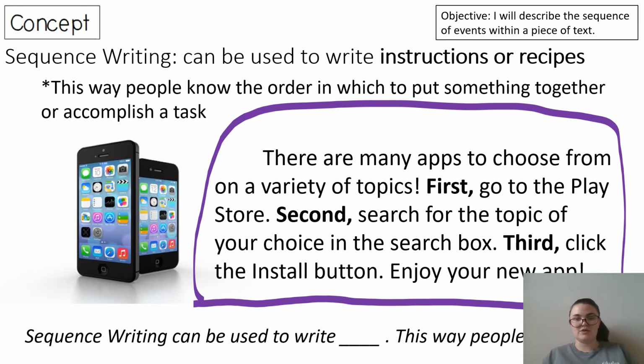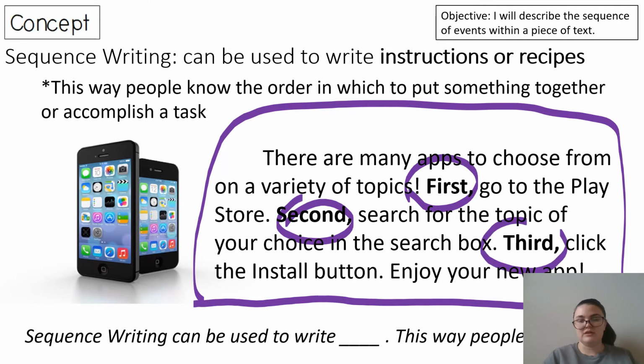Think about that answer. What did this paragraph teach us? It taught us how to download an app on our phone or iPad, right? These are the steps that we would take. We use transition words like first, second, and third to help you know what to do and when, right? First, you go to the Play Store. Second, you search for the topic. And third, you click the install button. Then you'd have a new app, right?